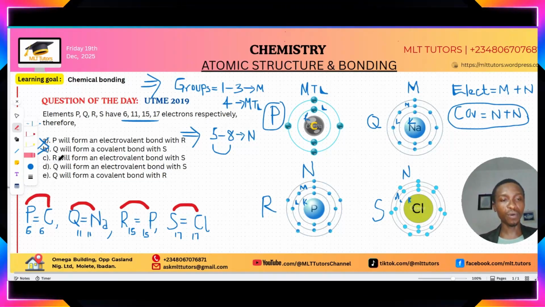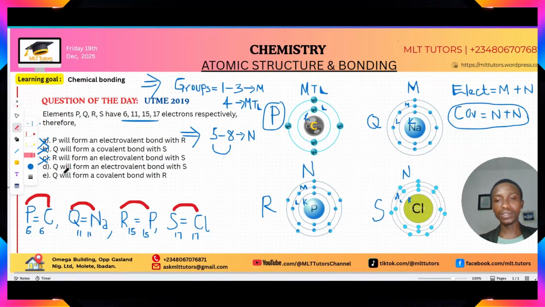So going forward, option C, R will form an electrovalent bond with S. Okay, let's check. R is actually a non-metal and is combining with S, which is also a non-metal. So that bond cannot be electrovalent, that will be covalent. Non-metal against non-metal. So option C also is incorrect.